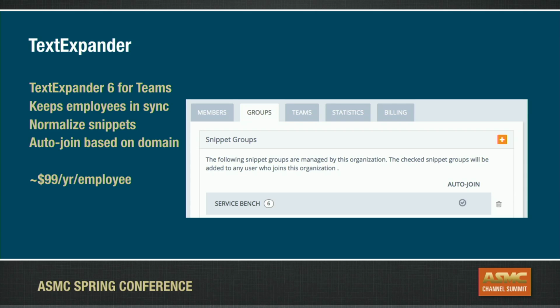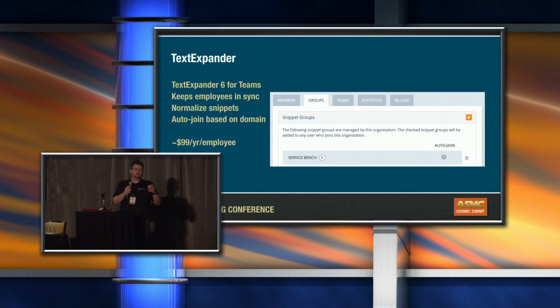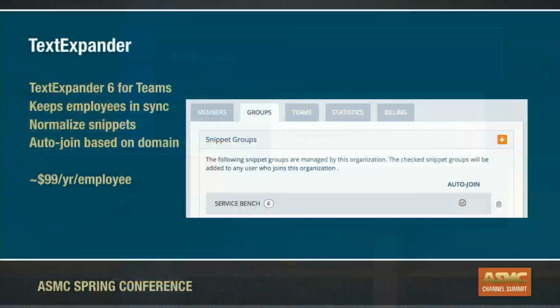TextExpander 6 for Teams can be a little pricey. Admittedly, it's $99 a year per employee. But the beauty of this is that you can auto-subscribe employees to a group. That group can have snippets, and you can determine who has access to which snippets in that. And when you update it, it updates for everybody. So if you're sitting in your office and you decide you want to change the verbiage, you change it once, everybody has all of the updated verbiage in their TextExpander immediately.